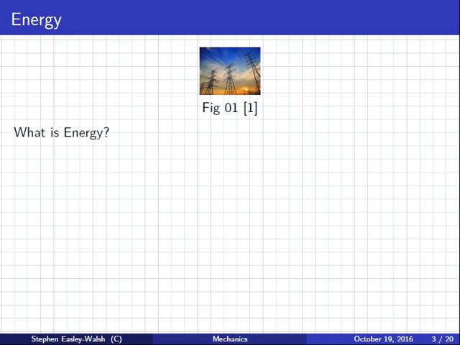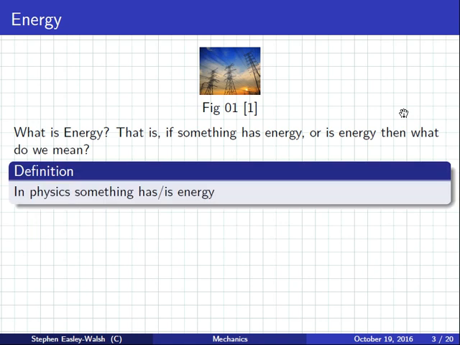So having energy means having the ability to do work. Yeah. Well, you were close when you said potential to do work. I know that's what you meant, but I needed the right word. So it's the ability to do work. If you have the ability to do work, then you have energy. So if something has energy or is energy, what do we mean? In physics, something has or is energy if it has the ability to do work. Okay, so everybody needs to write that down because nobody got it quite right.